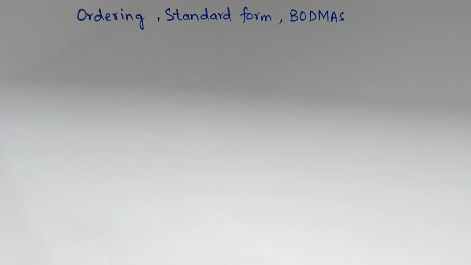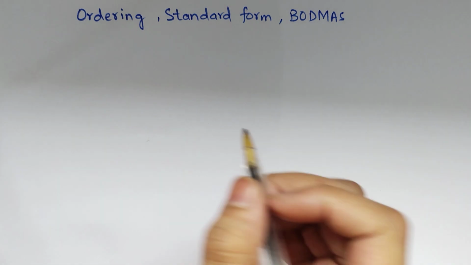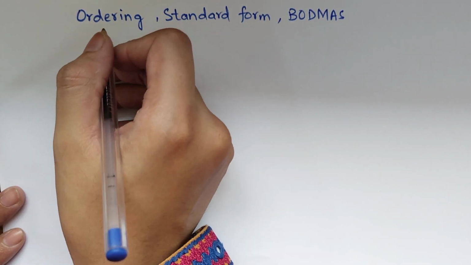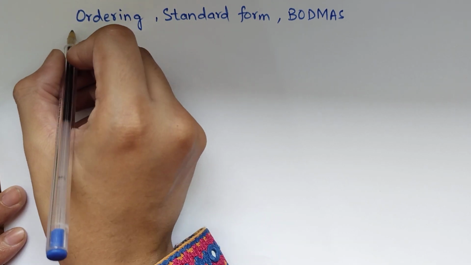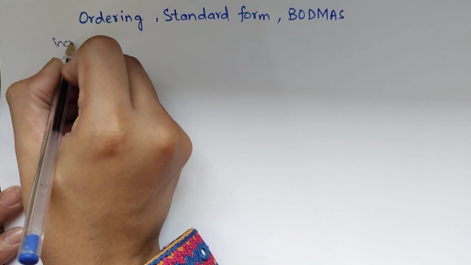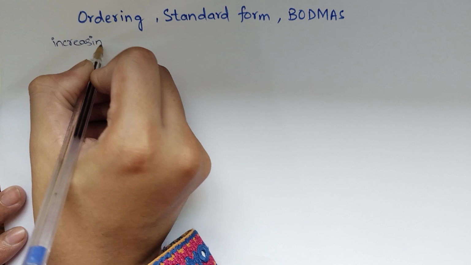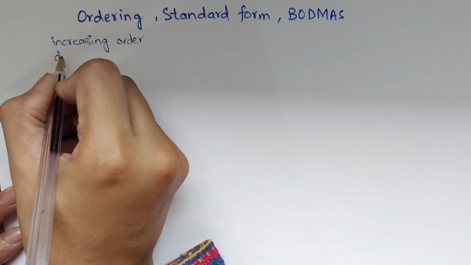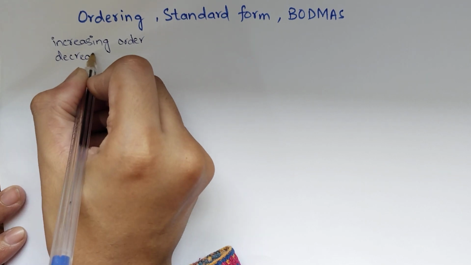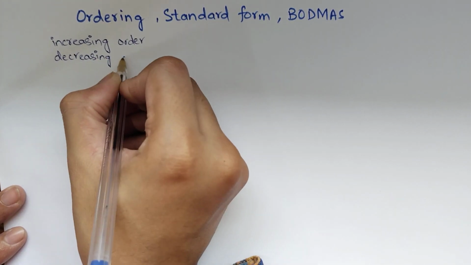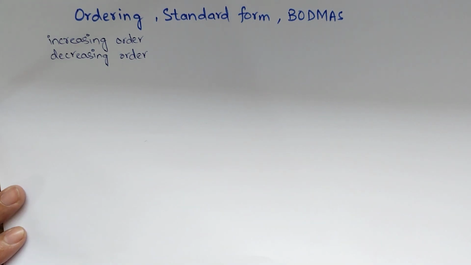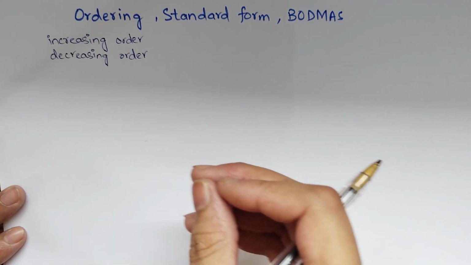Today our topic is ordering, standard form and BODMAS. Let's start with the introduction of these three. What does ordering mean? Ordering means you have to write the numbers in an order, either increasing order or decreasing order. It depends on the question, what is being asked from you: to write the numbers in decreasing order or increasing order.